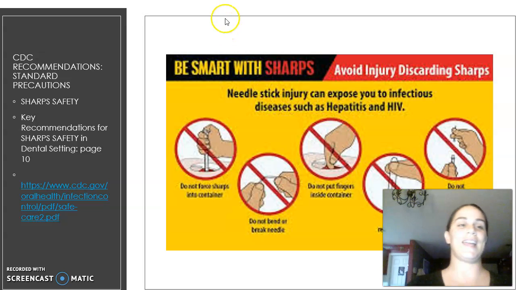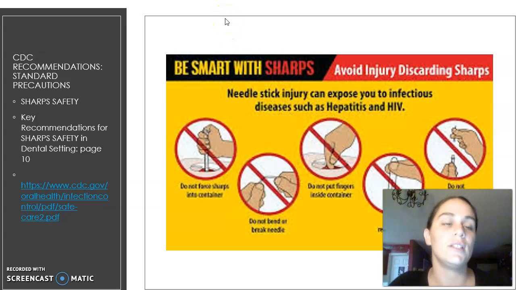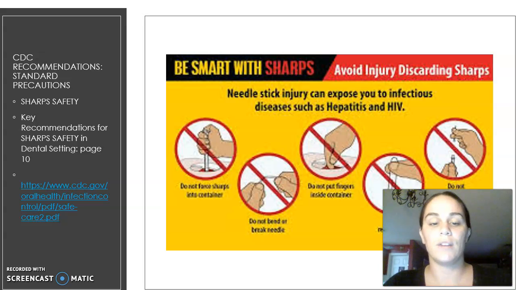Okay, now CDC recommendations for sharps safety. The key recommendations are on page 10 of the link provided. All right. Needles, scalers, burs, lab knives, and wires are all considered sharps and should be considered as such.